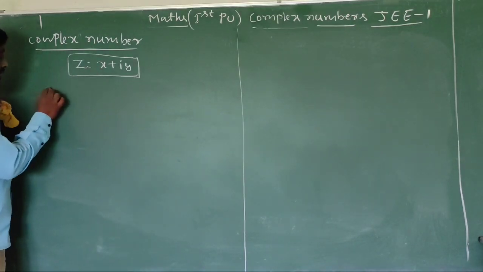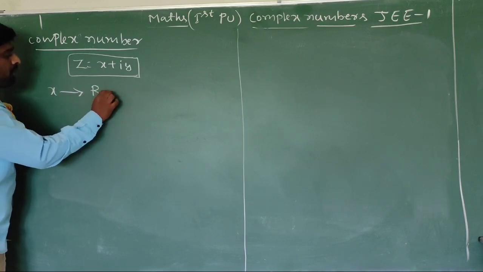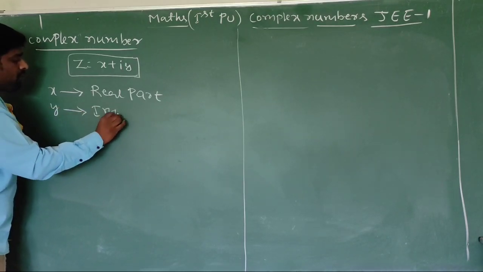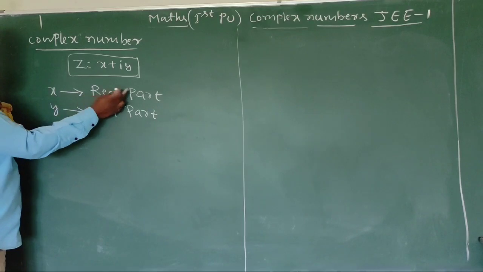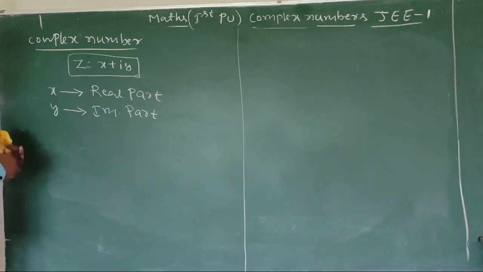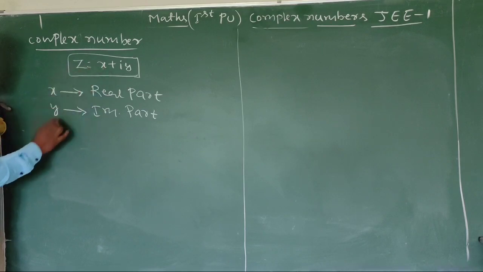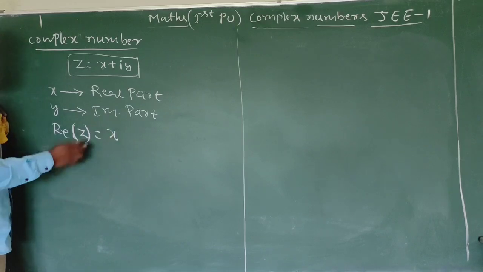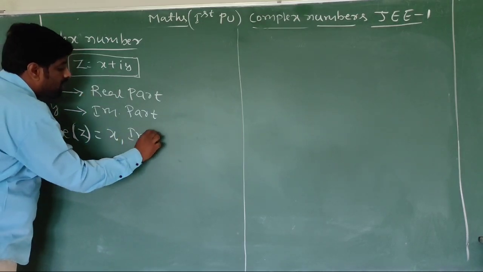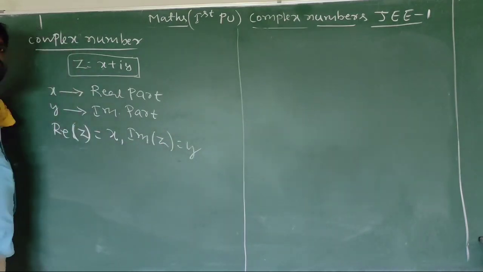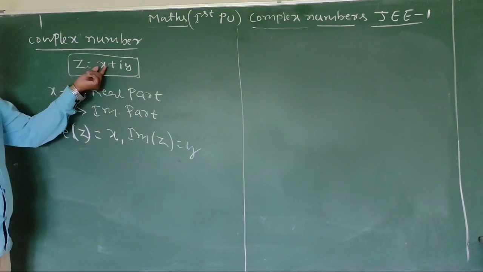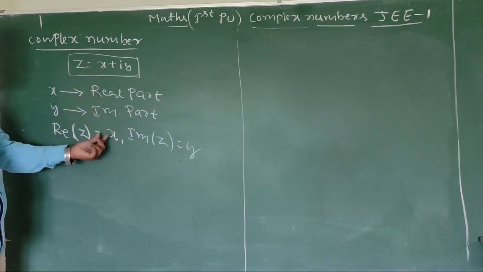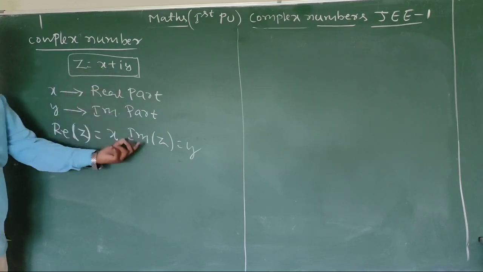Now here x is called the real part, and y is called the imaginary part. So the real part of z is x, and the imaginary part of z is y. I think all of it is clear, children. Here x is called what? Real part. Y is called what? Imaginary part. So the real part of z is what? X. The imaginary part of z is what? Y.